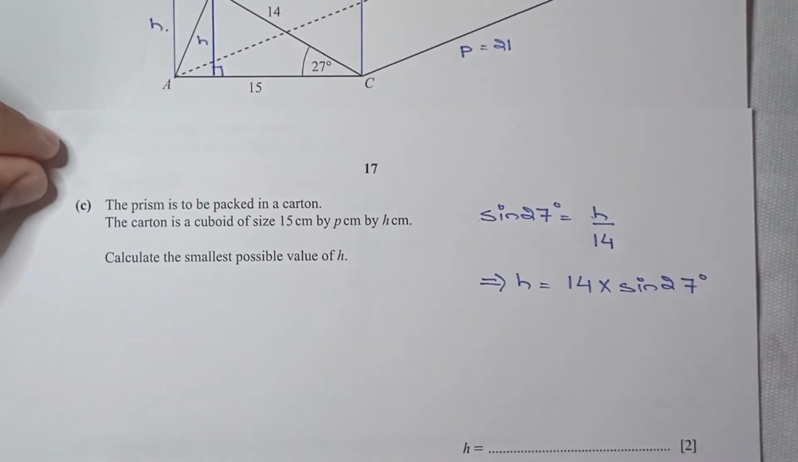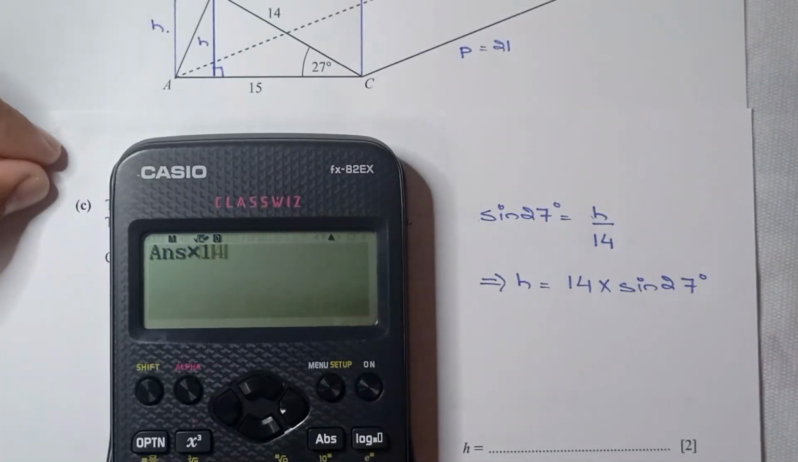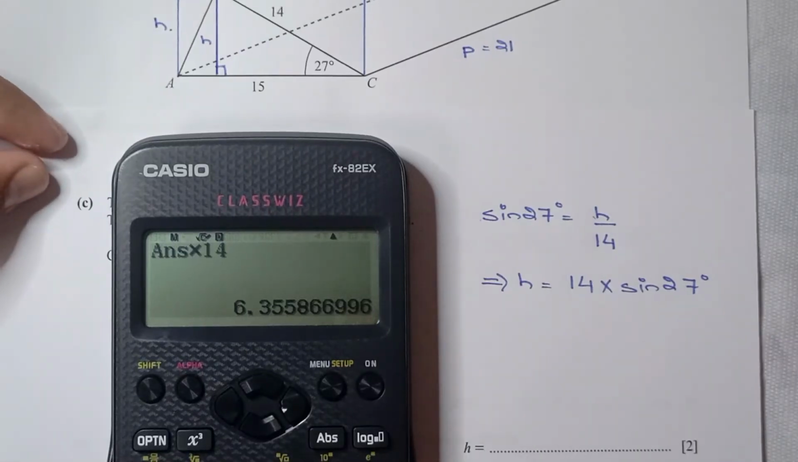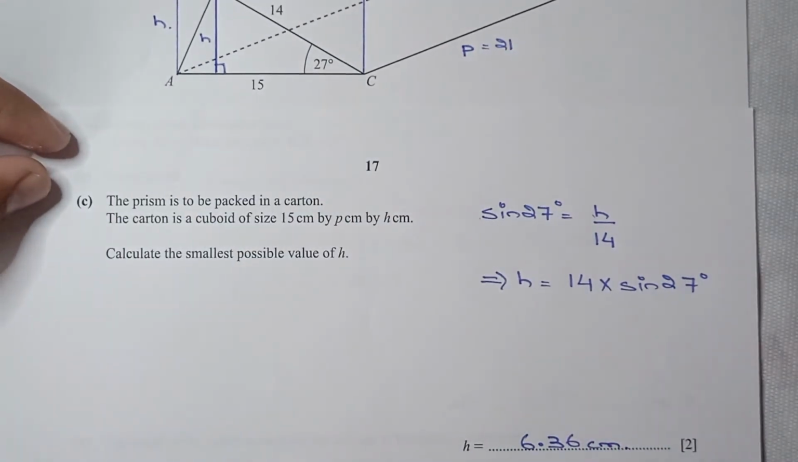So let me calculate it. Sine 27 and then times by 14. So the height is 6.355, or we can say that 6.36 centimeter. This is a value for the smallest possible height.